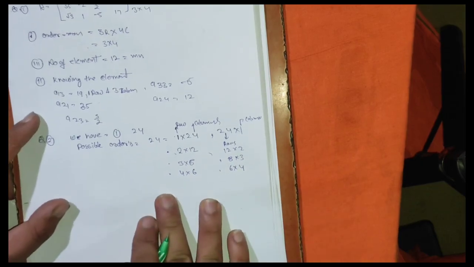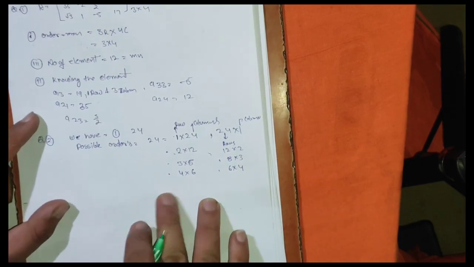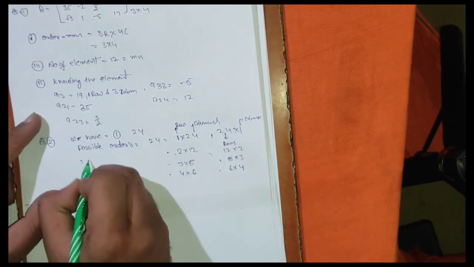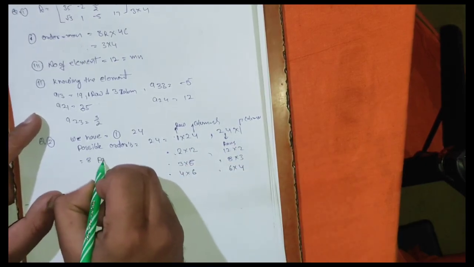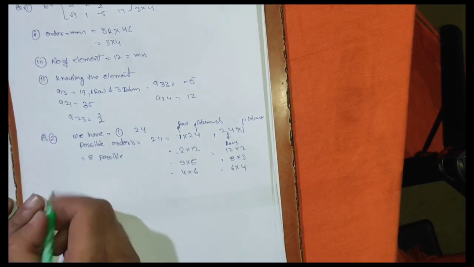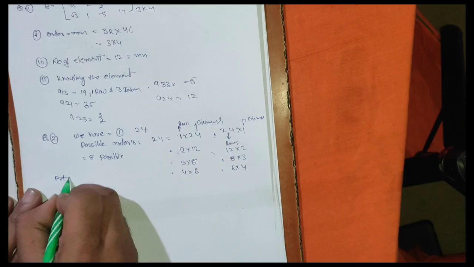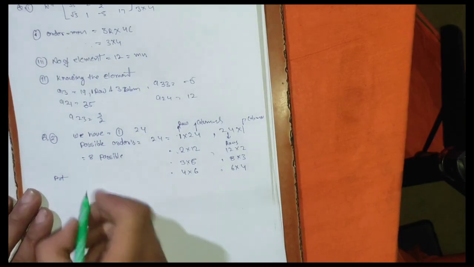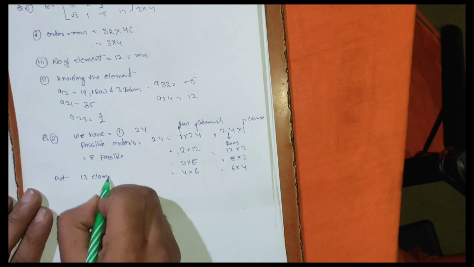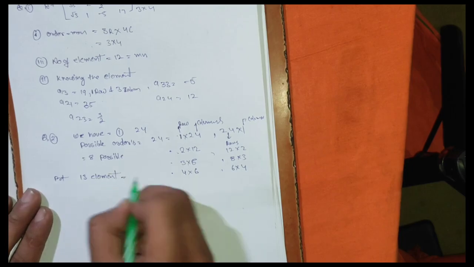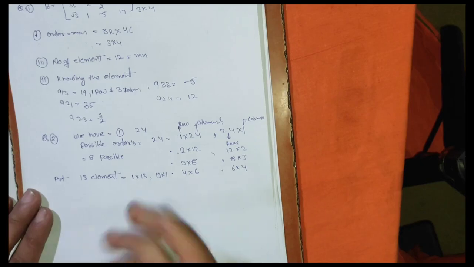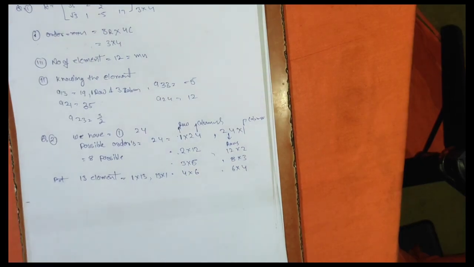Are there any other possibilities? No, nothing. So there are only 1, 2, 3, 4, 5, 6, 7, 8, so only 8 possible orders. And part 2: what happens if we have 13 elements? Similarly, for 13 elements, we can say 1 by 13 and 13 by 1, and other possibilities are not there.